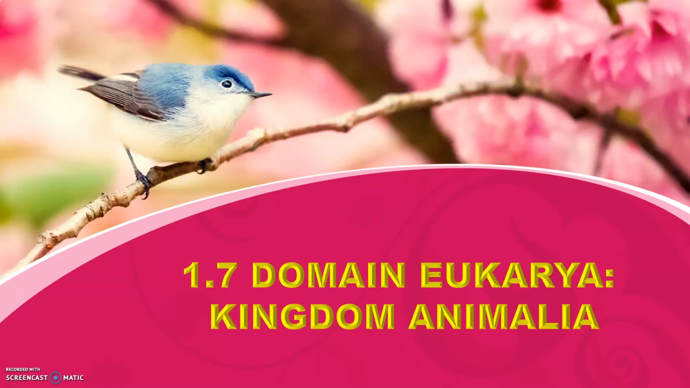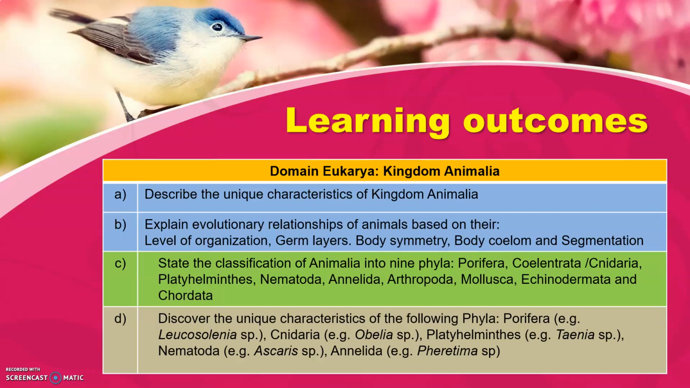Today we are going to learn about domain Eukarya, kingdom Animalia. In this subtopic, you have to know the unique characteristic of kingdom Animalia, the evolutionary relationship of the animals between different phylum in terms of the organization, germ layers, body symmetry, body coelom, and also segmentation. You have to know the 9 phylum under kingdom Animalia and the unique characteristic of each phylum.